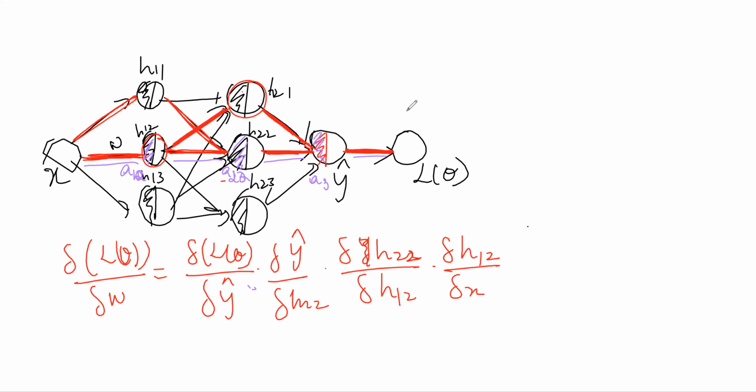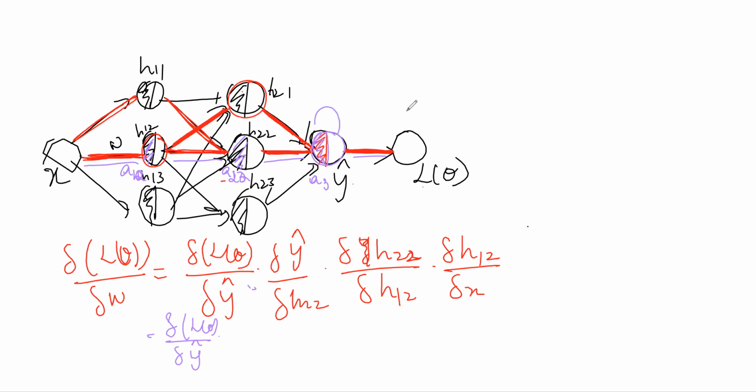Now these values I have to trace in such a way that it goes simpler. From L to Y cap, I have that value, which will be equal to delta of L of theta divided by delta Y cap. This is my first easy step. My next easy step is, here itself I have so many calculations to perform with one single neuron, so I'll split it up into another step.